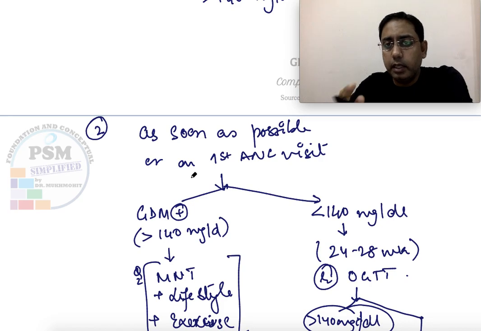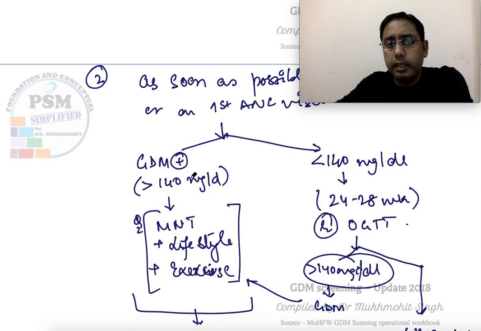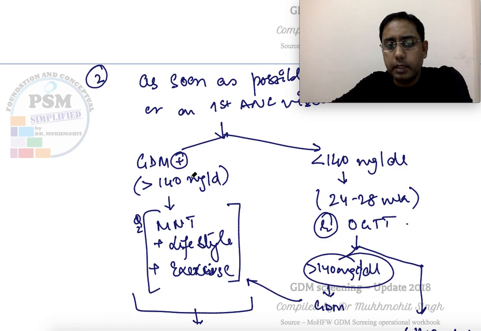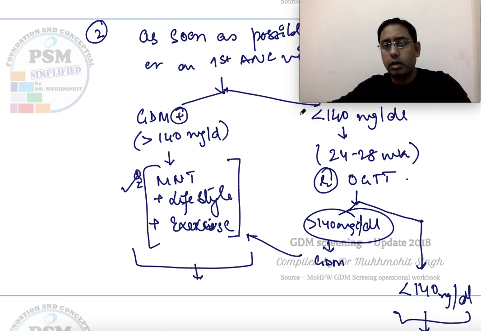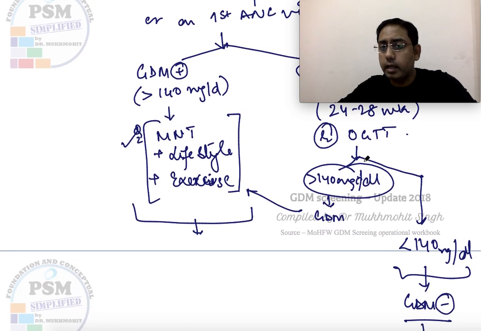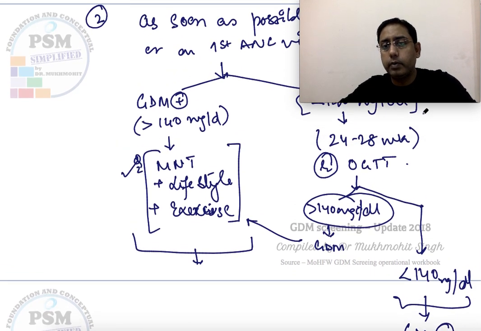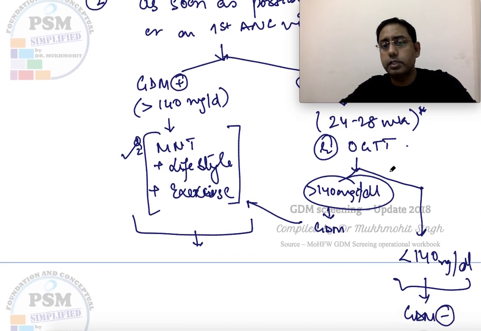First, GDM screening is done as soon as possible. In case the female is GDM positive at that time, we will subject the female to medical nutrition therapy and lifestyle modification. In case she does not meet the criteria of GDM, she will be subjected to a repeat OGTT at 24 to 28 weeks of gestation.